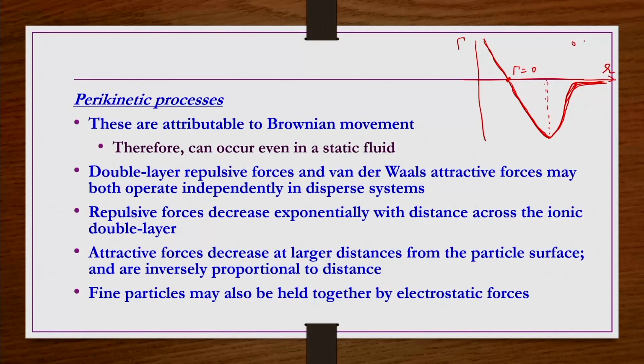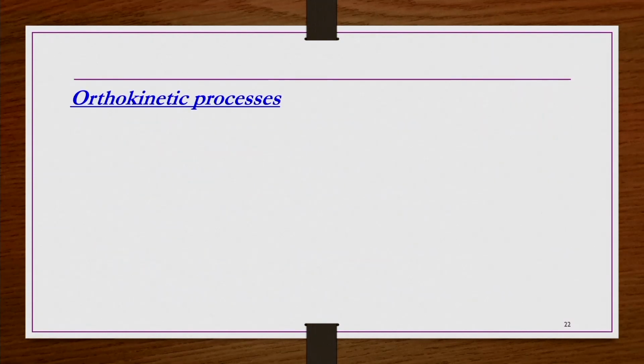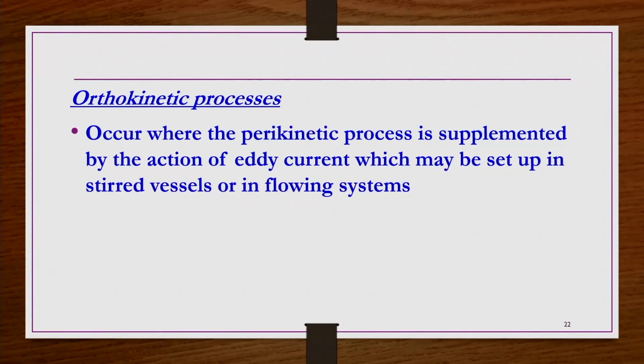This is the distance between these two particles, and the particles themselves are in a kind of micron size, and this distance r is also in small dimensions, in some micron size, right. So, this is how these interaction forces in general may be there. Under these conditions where these kinds of forces are existing, the perikinetic processes have a role, whereas the orthokinetic processes occur where the perikinetic process is supplemented by the action of eddy current, which may be set up in a stirred vessel or in a flowing system.